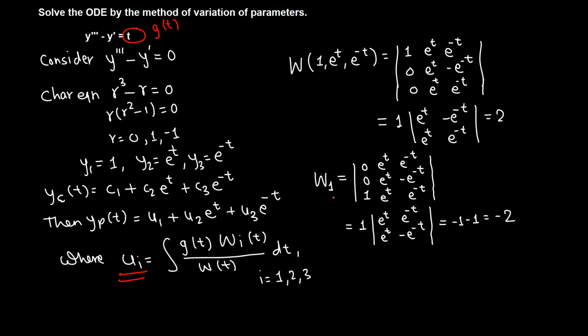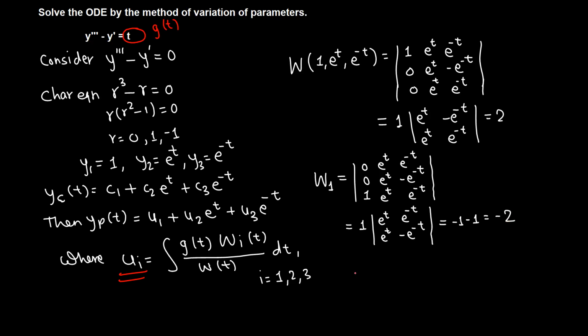So the w1 is just this determinant, but the first column is replaced by 0, 0, 1. Again, if we want to expand along the first column, the signs go plus, minus, plus. So let's expand along 1, because expanding along 0, 0 just gives 0. So 1 there, delete the row and column. So we have e^t, e^(-t), e^t, minus e^(-t), and find this 2 by 2 determinant, and that comes out to be negative 2.